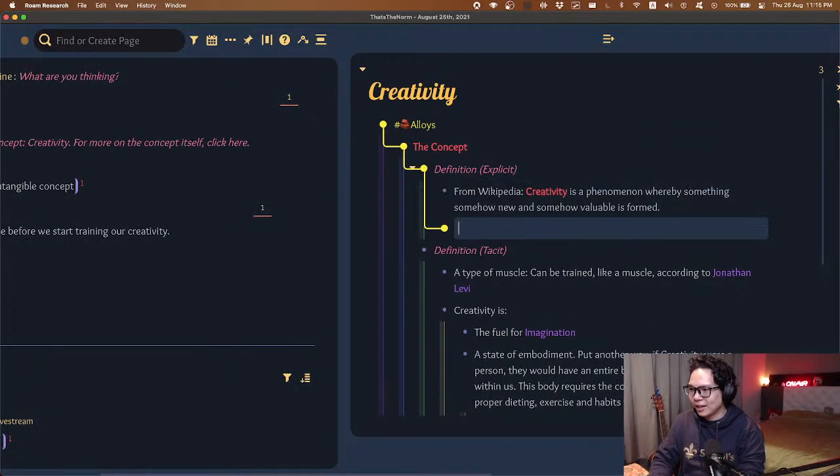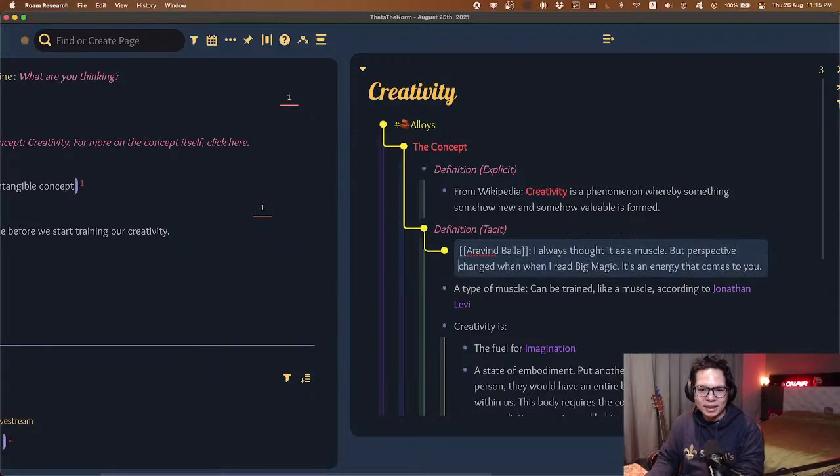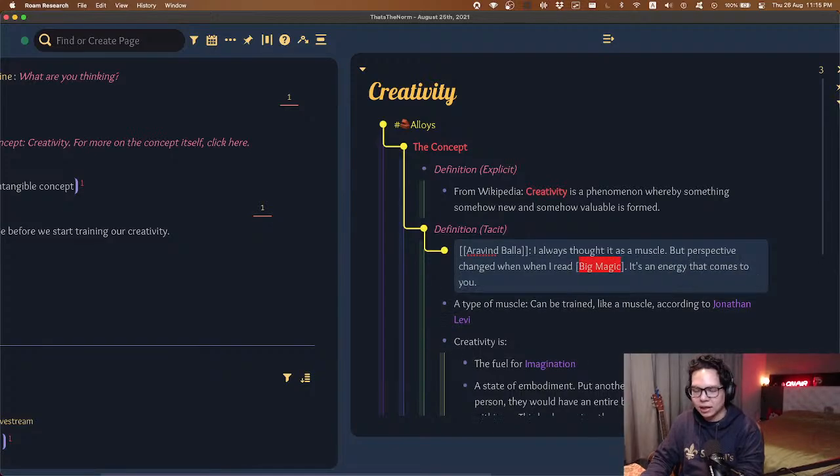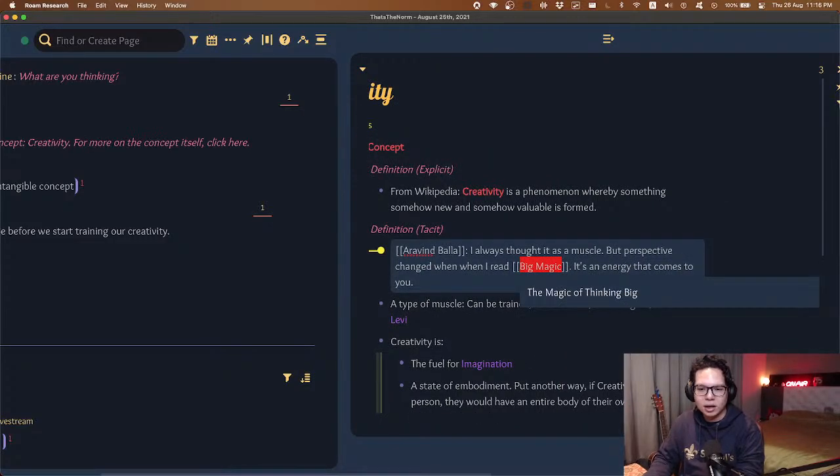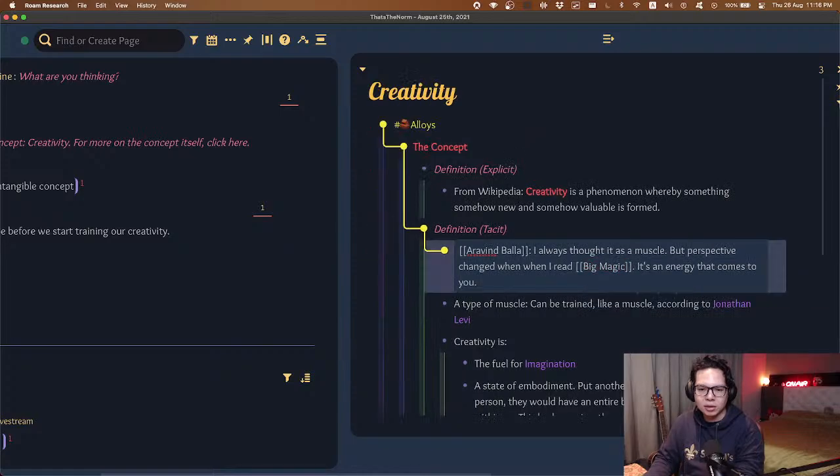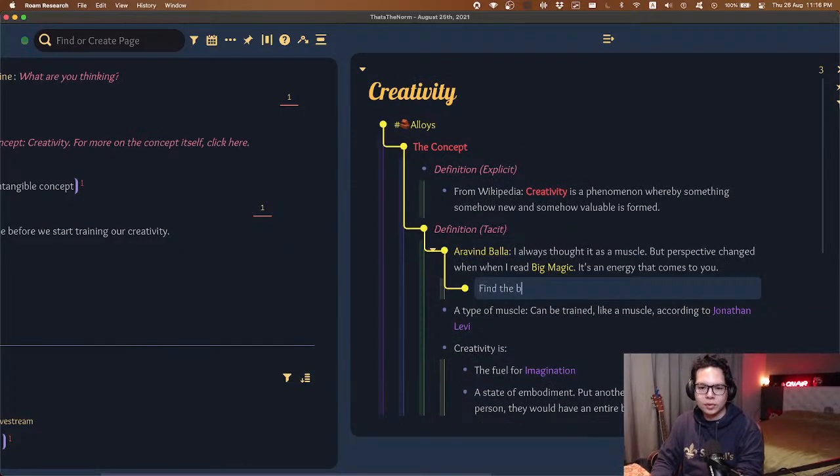For your sake, I will put your exact text in there, and I will include it in this post. And I will make that tacit. Big Magic, I think, is a book I have not read yet. I have Thinking Big, but not Big Magic. So later on, I'll need to get the book.